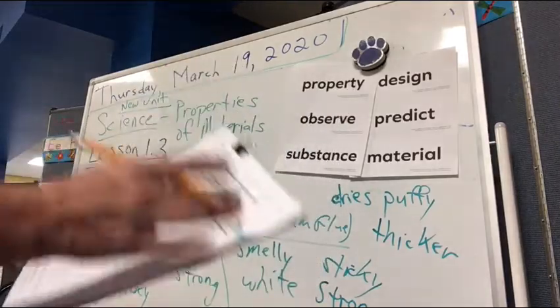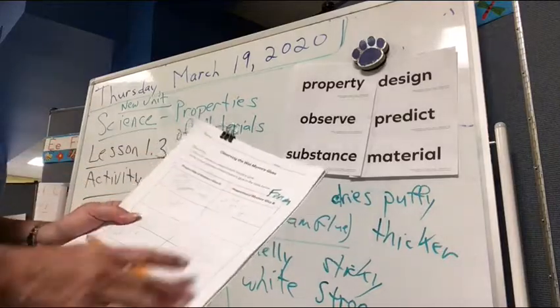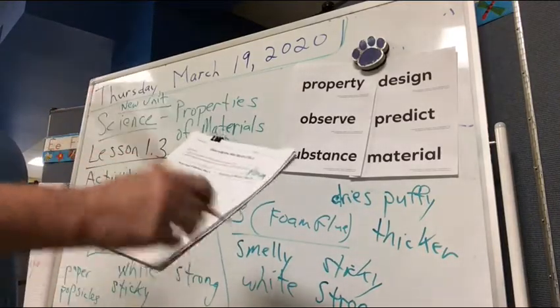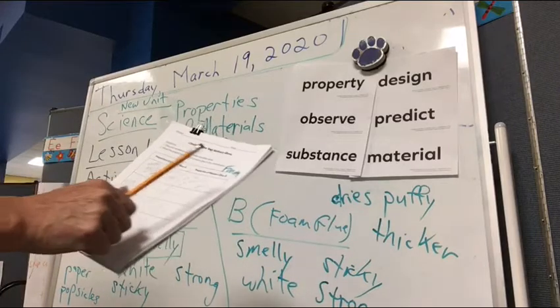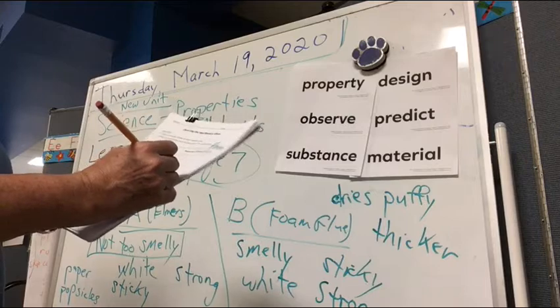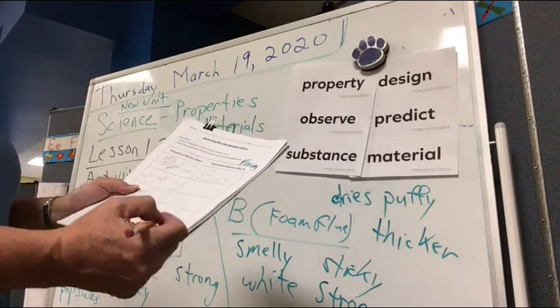Okay, if you didn't do this yet, or you did, just make sure you have some of these here. Your moms or dads are going to email these back to me. Properties of Mystery Glue B, a foam glue: it is white. It was shiny, white, strong. It dried puffy.